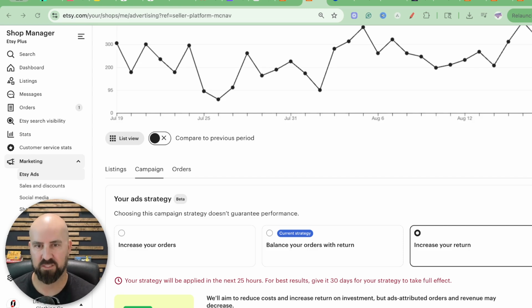All right, so Etsy just made a pretty big change to the ads platform. If you do Etsy ads or you're thinking about doing Etsy ads, this is something that you absolutely need to know about. And I think a lot of people are going to hate this. I'm not sure. Let me know in the comments what you guys think about this.